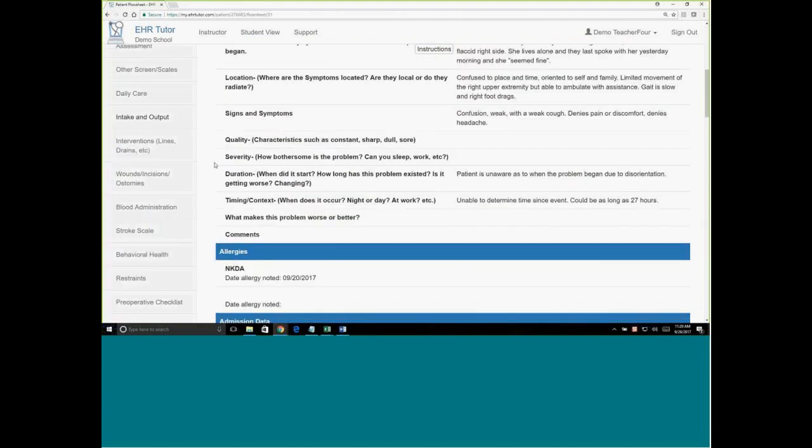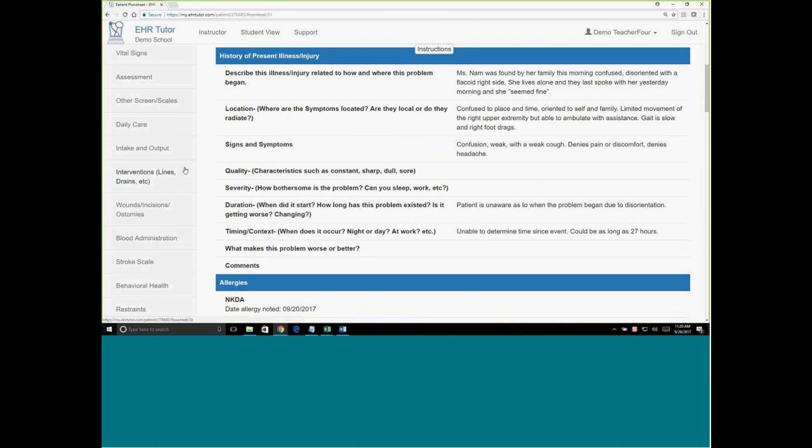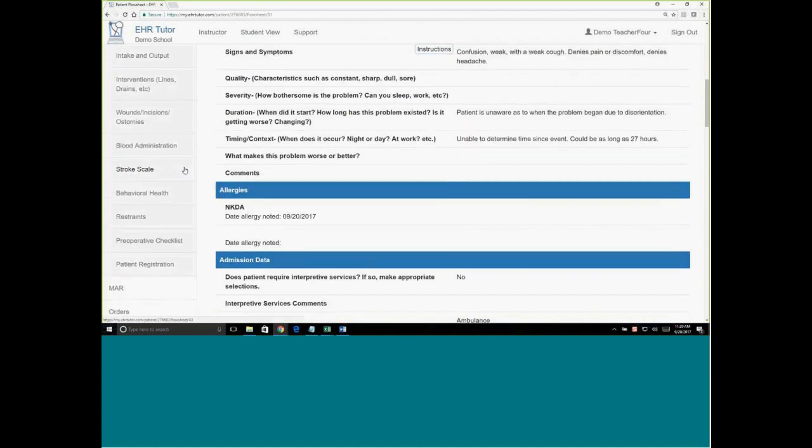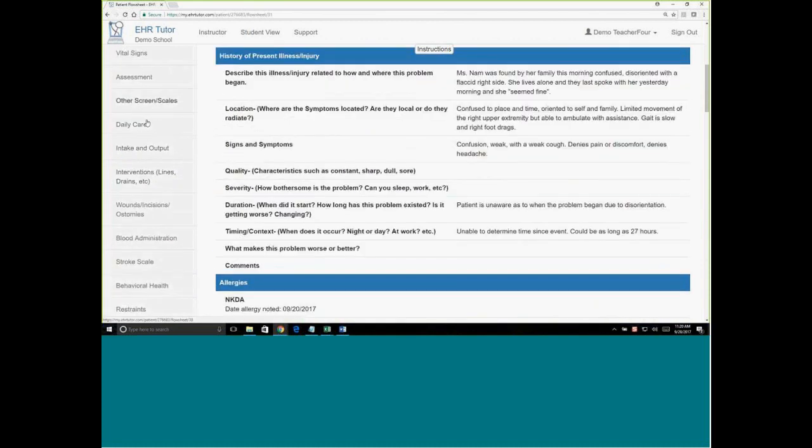Okay, that being said, let me take you to a couple more of the flow sheets that we have available. You'll see that we have the ability to do things from as easily as ADLs and daily care, all the way to the different interventions and blood administration and behavioral health assessments that you may also do. Assessments are always a very big deal, especially in Med-Surg.